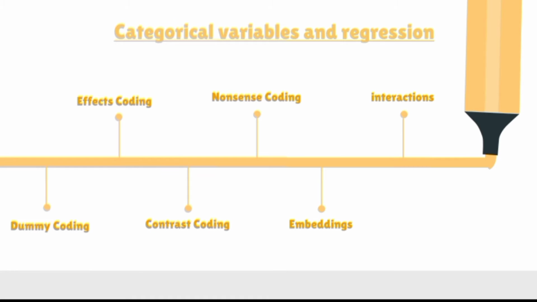Okay, the next is categorical variables and regression. There are dummy coding, effect coding, contrast coding, nonsense coding, embeddings, and interactions. Okay, let me explain about the categorical variables and regression.